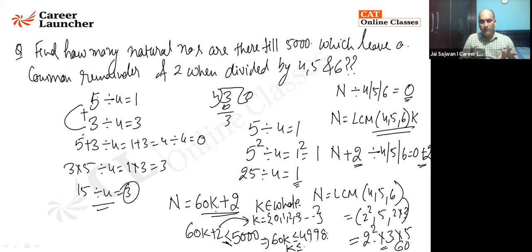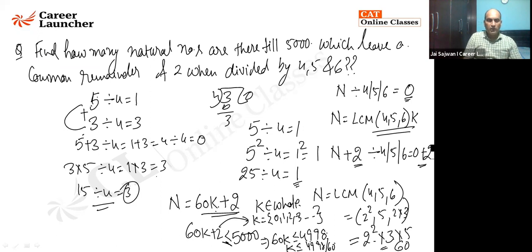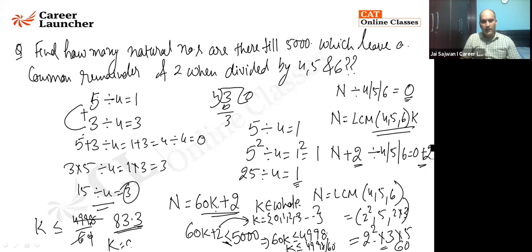So I will say the 2 goes on this side and it becomes 4998. So my dear, k will be less than or equal to 4998 upon 60. So k की वैल्यू लिख रहा हूं मैं, less than 4998 upon 60. 6 8s are 48 and this is 18, 6 3s are 18, 83.33 से कम या उसके बराबर. इसका मतलब k की वैल्यू 0 से लेके 83 तक जाएगी.